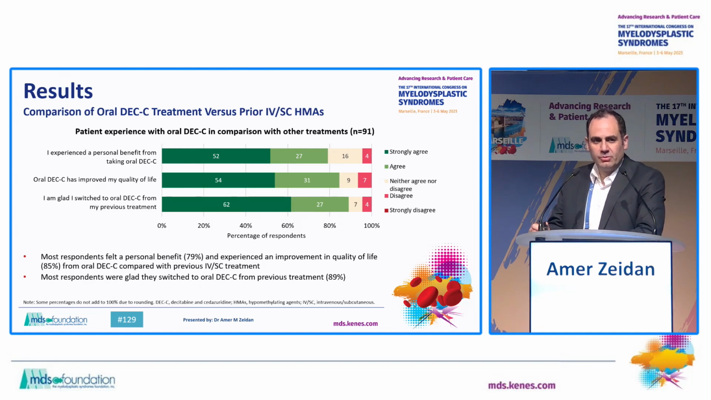And lastly, we wanted to compare their experience with other treatment compared to the oral decitabine. And you can see here again in green that most patients indicated they had a positive personal benefit from the drug, that it has improved their quality of life, and they were happy that they switched. So this is, I think, an evolving area of use in the US, especially when patients are in complete remission and not needing transfusions, so they are just coming to get the injection. I think this is probably a very good opportunity to switch some of the patients who have been already on injectable hypomethylating agents.